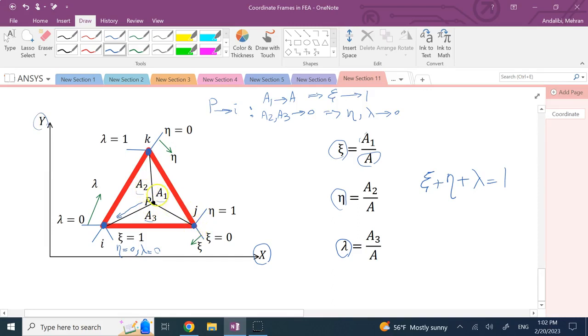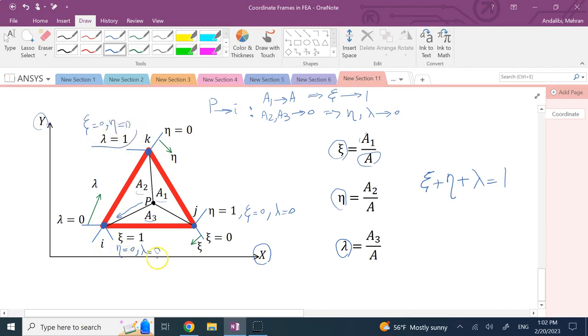Okay? So that is that location. Similarly, if you drag P and drop it onto J, A2 becomes 1 times A, and A1 and A3 become 0. At this point, the ratio eta becomes 1, and of course Kc is 0 and lambda is 0 as well. And if you drag P all the way to K, then lambda, which is A3, is going to be 1 because A3 becomes the whole A. A1 and A2, which are Kc and eta, go to 0, as you can see here.